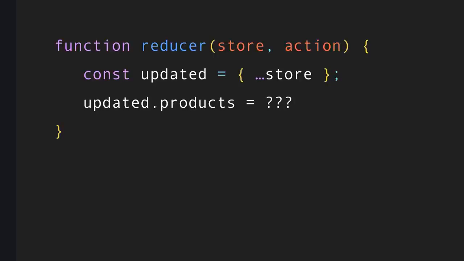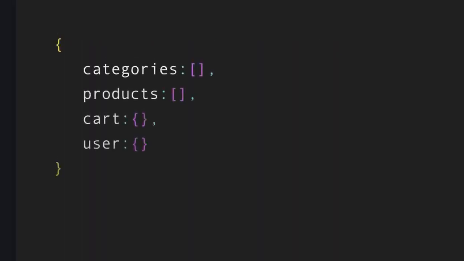Now, that doesn't mean that all the updates are going to happen inside a single function or a single reducer. No, this is just a simplified example. In a real app, our store can have many slices. For example, here we have 4 slices: categories, products, the shopping cart, and the current user. Each reducer will be responsible for updating a specific slice of the store. As a metaphor, think of an organization with multiple departments. Each department should have a manager that is responsible for their own department. They don't have to worry about the other departments.